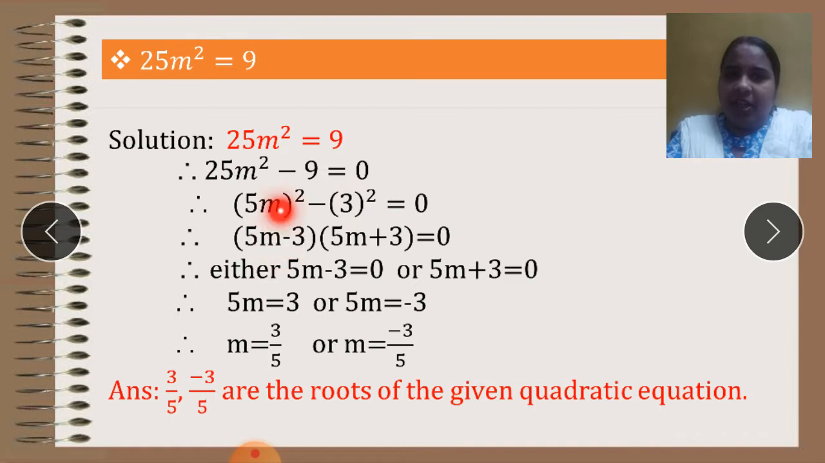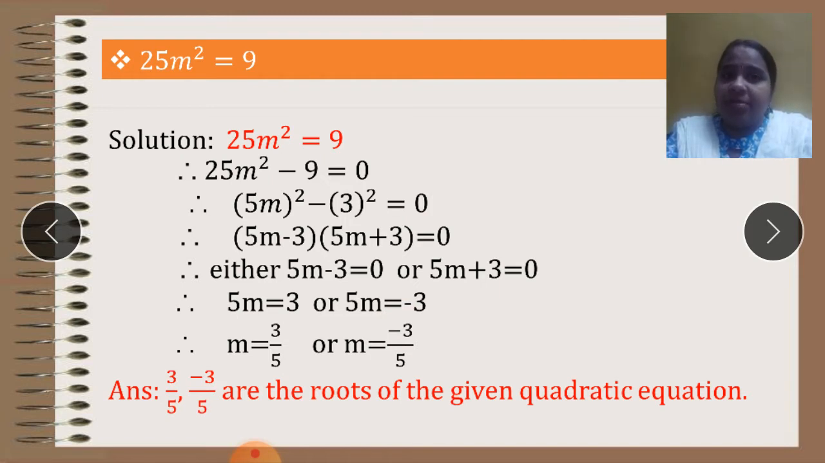5m minus 3 and 5m plus 3. I hope you are understanding this is equal to 0, right? So again the product of two terms is 0, so you equate each term to 0 and get the answer. So 5m minus 3 is equal to 0 or 5m plus 3 is equal to 0. 5m will be equal to 3 or 5m will be equal to minus 3. So from here divide by 5, you will get the answer as 3 upon 5 or minus 3 upon 5.